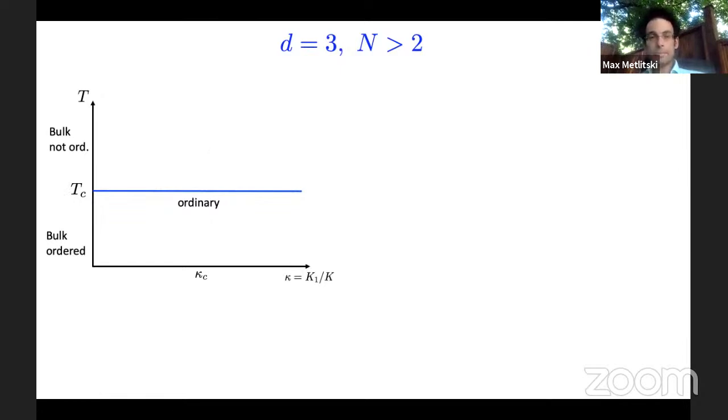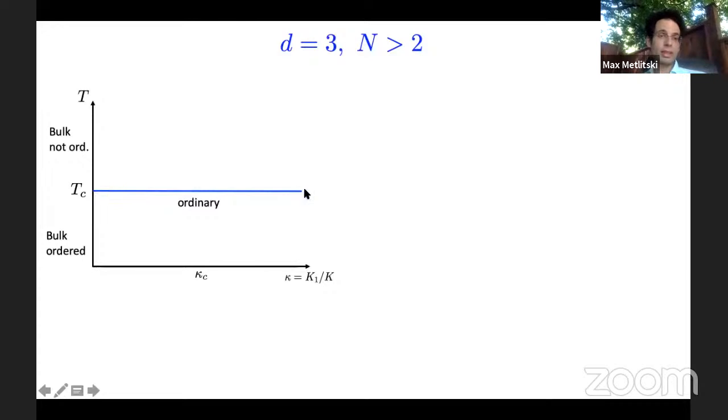bulk, and therefore the boundary must also have a finite correlation length. We know that for n greater than 2 in 2 dimensions, that is the surface dimension, we cannot have either long-range order or quasi-long-range order. We must have a finite correlation length. Therefore, in principle, there is no need for a separate extraordinary transition in this case.